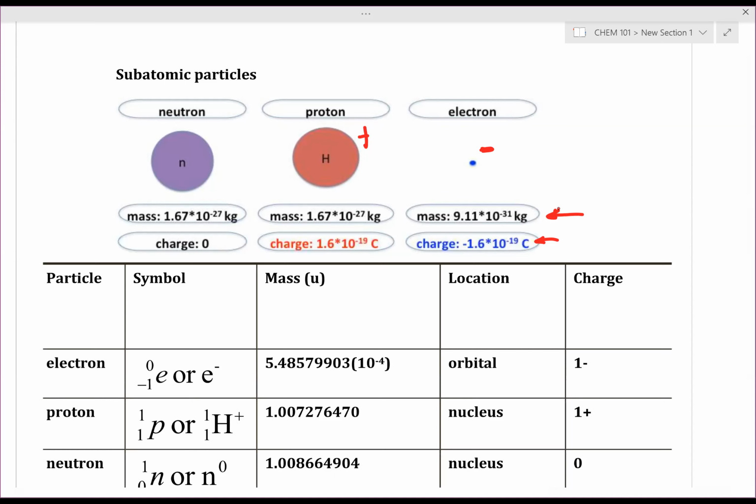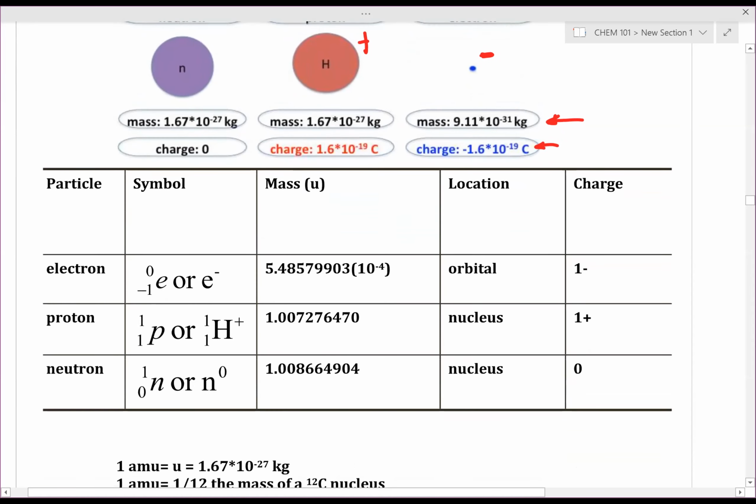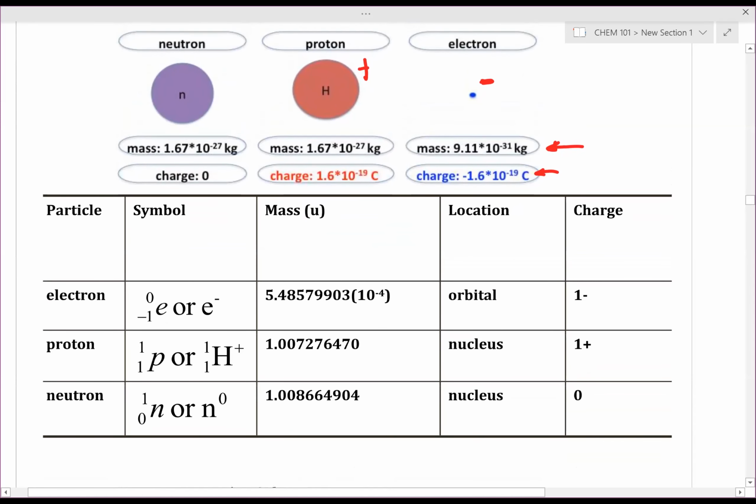Now, there are a few ways of representing protons, neutrons, and electrons. Electrons are often written with an e- symbol. Protons, you can write them as H+ or p+. And neutrons are often written with the n0 symbol.